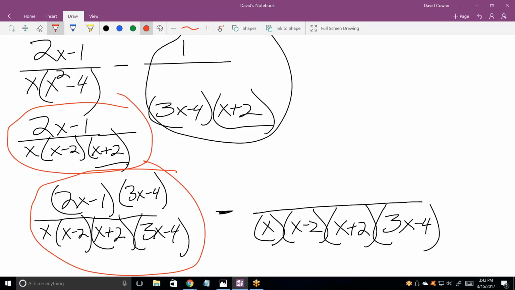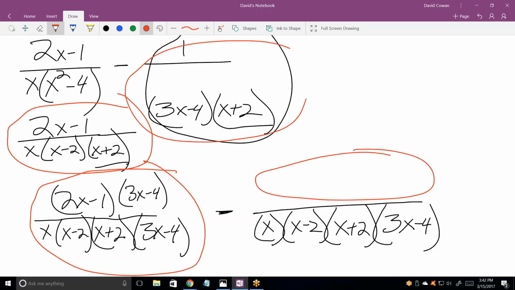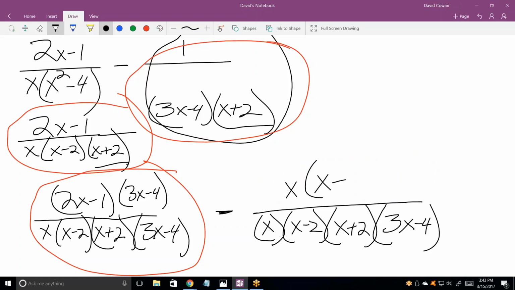What do I need to put up here so that I do not change that fraction? Wouldn't you have to put, on the right side, the 3x minus 4 and x plus 2 on the top, right? Well, hold on. I don't need the 3x minus 4. I've already got it in the denominator. So what I need is x times x minus 2.